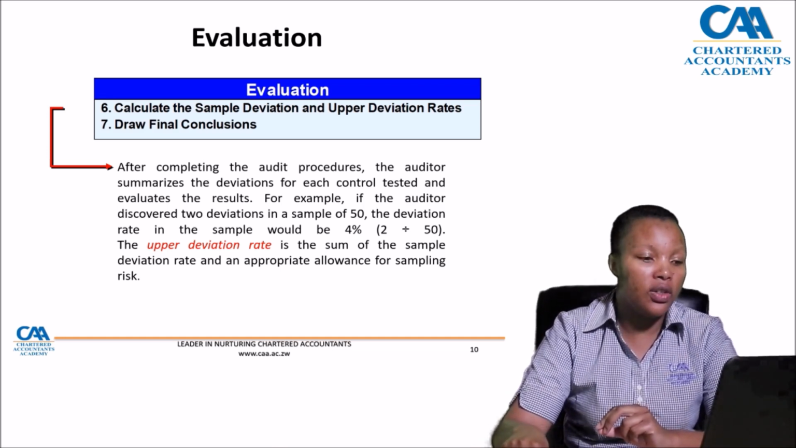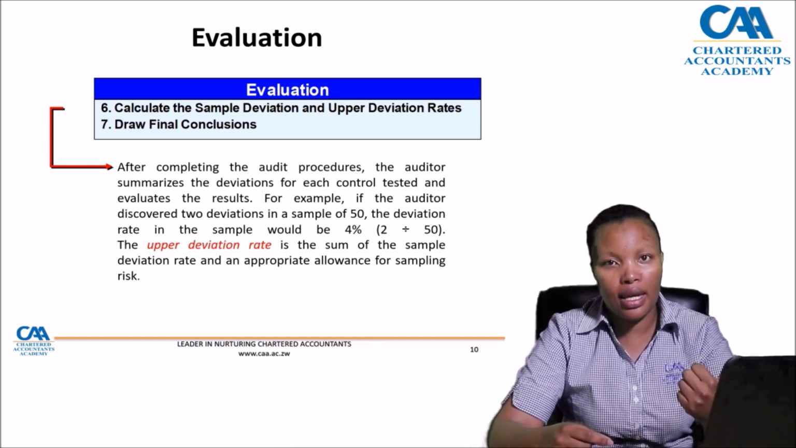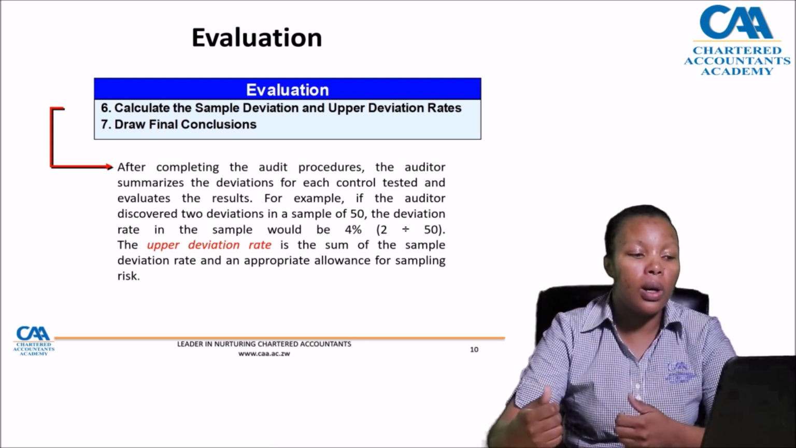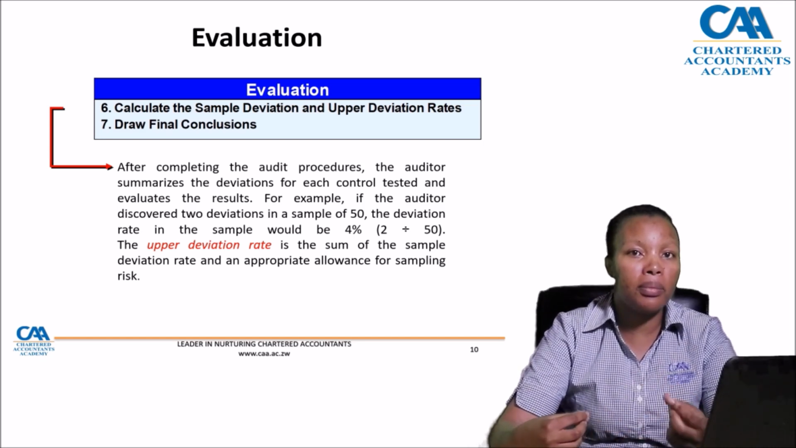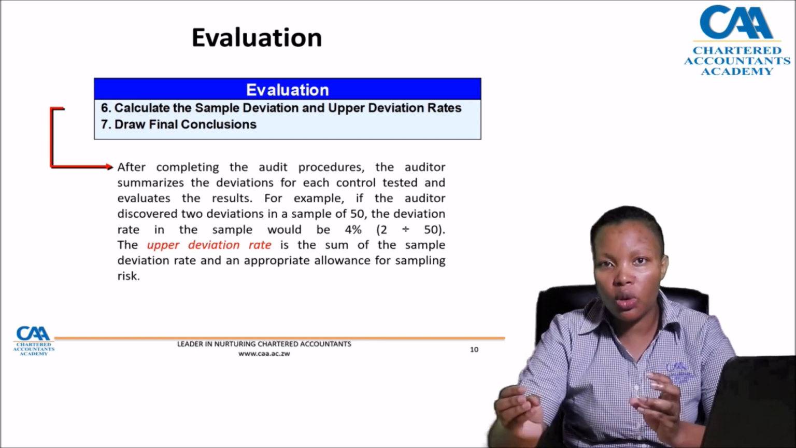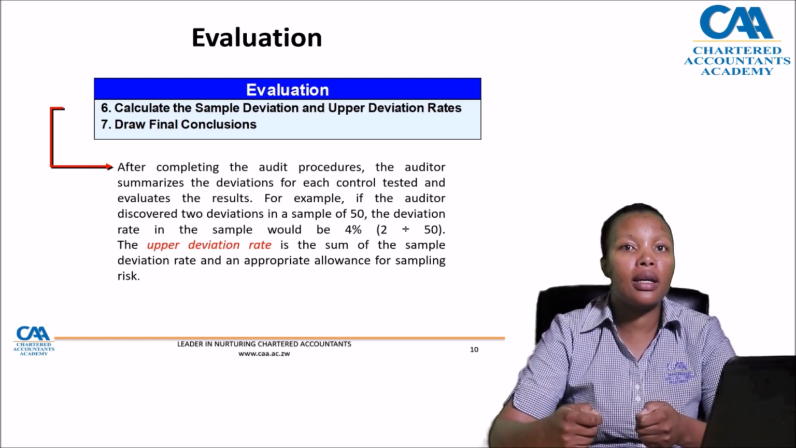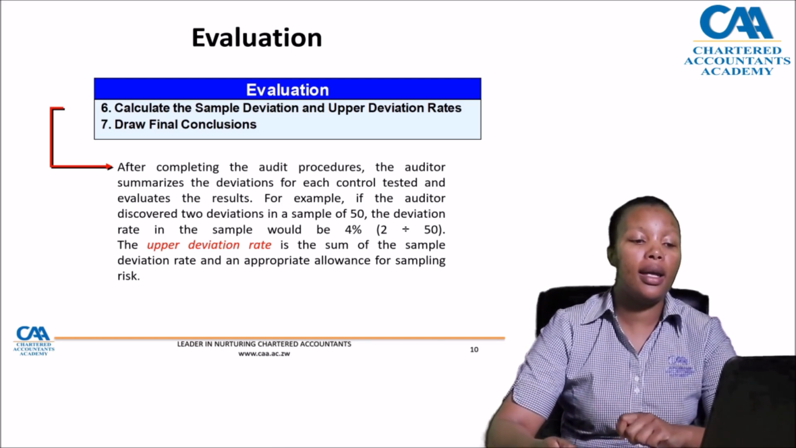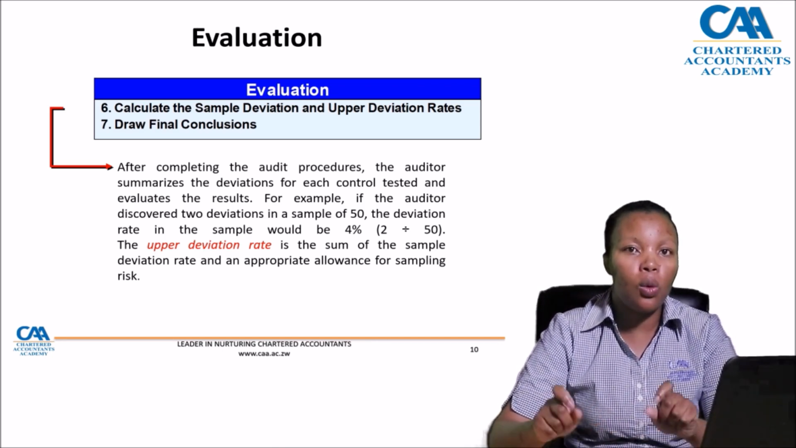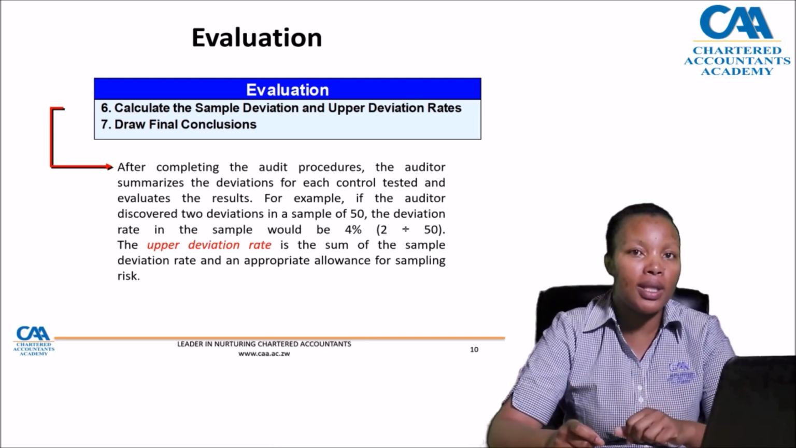Then the upper deviation rate is the sum of the sample deviation, which in our example would be 4, and an appropriate allowance for sampling risk. Remember, we defined sampling risk earlier in our other sessions. So you add that up. What would have been your sampling risk? And remember, this is why statistical sampling is good, because you can quantify your sampling risk if you use statistical sampling as we discussed earlier.